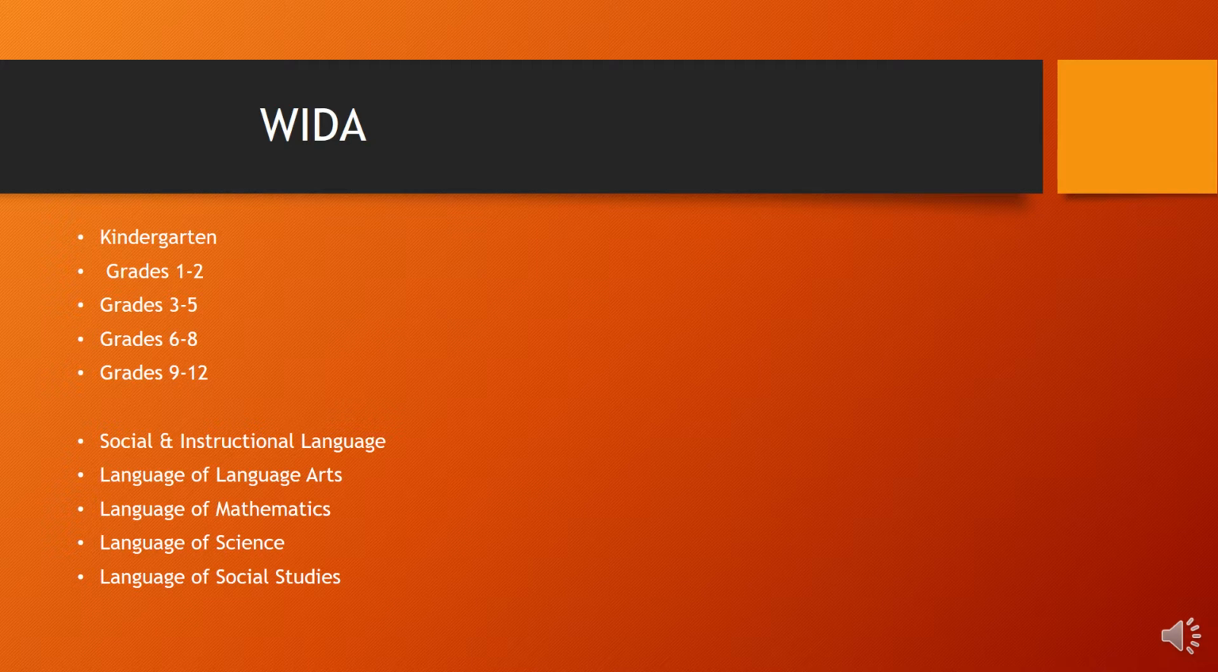So WIDA, from grades K through 8, really focuses on language acquirement. But as they start to get into high school, it takes on a whole other bag of worms. Through the high school level, we start looking at social and instructional language, and then we get really specific: language arts, language of math, language of science, language of social studies. So at the higher grades, the test gets very, very specific.